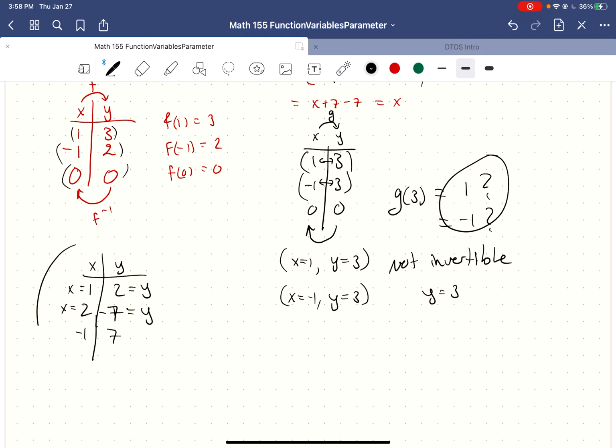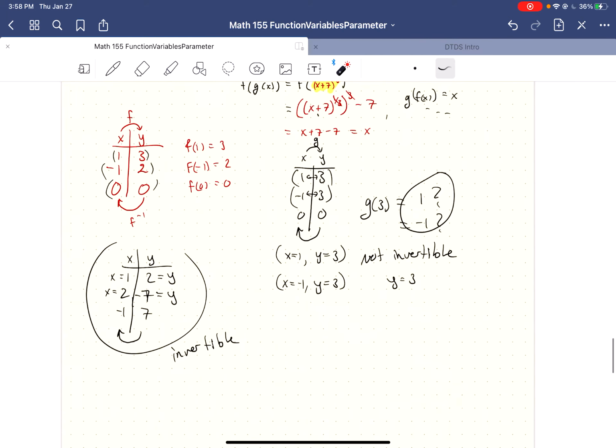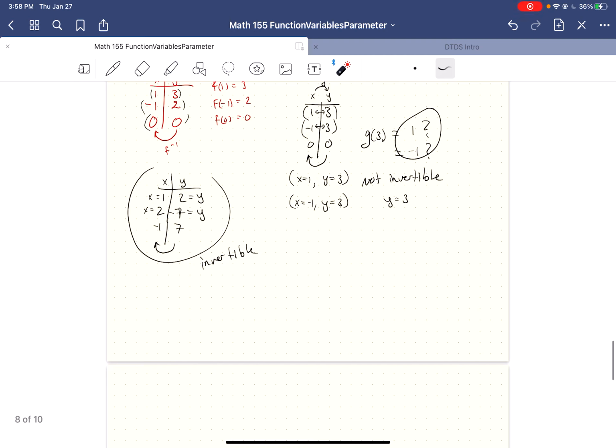This example here is invertible. It is invertible. It is not ambiguous to go from the right column to the left column. If you give me a number, I can tell you which thing it's paired with. Simply because there's no repeats on the y column. And this is exactly what the horizontal line test is checking.